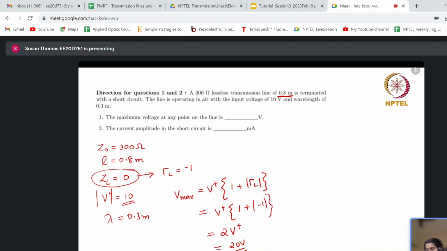Now to go to the second part of this question, the current amplitude in this short circuit. So what will be the current here? That will be I max is equal to V max by the impedance, that is Z naught. So 20 by 300, which is equal to 66.6 milliampere.